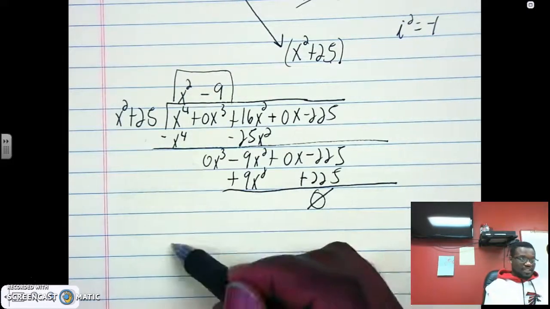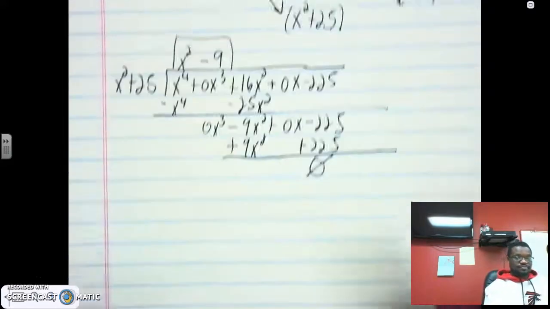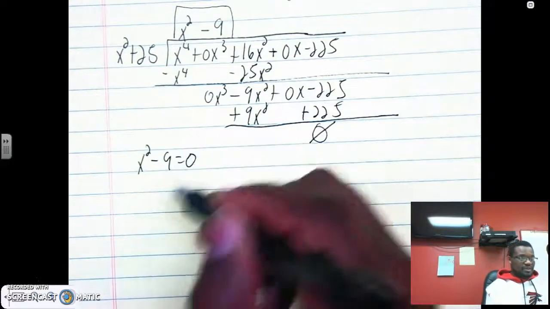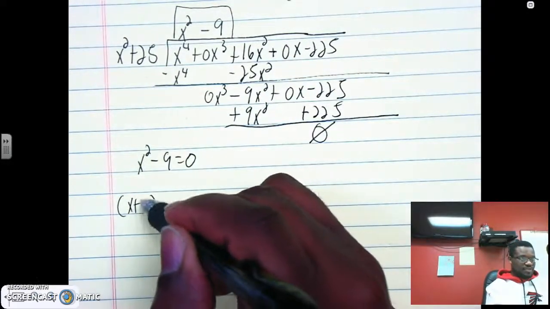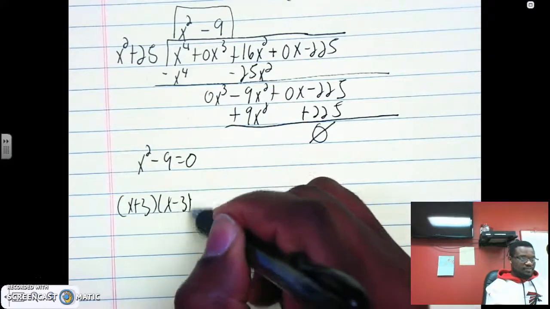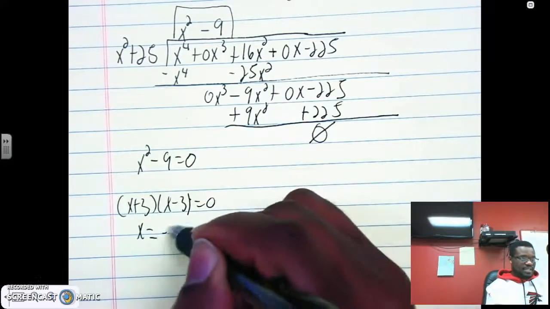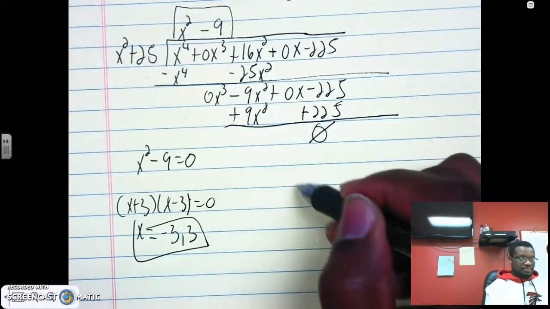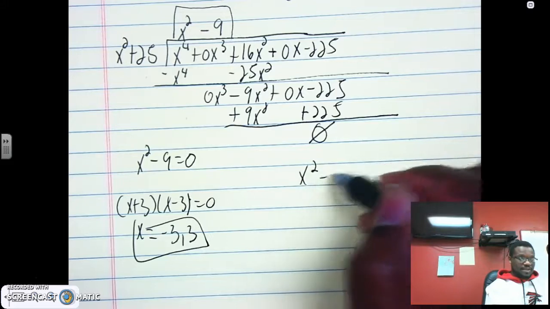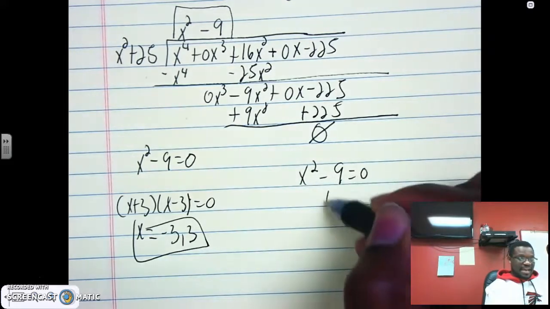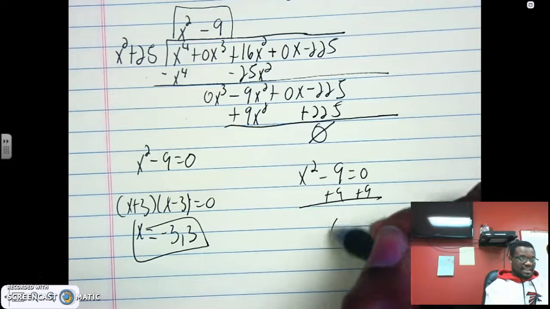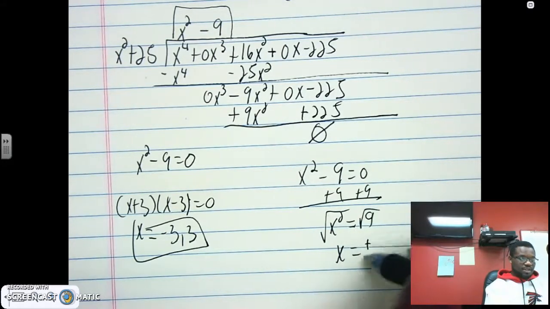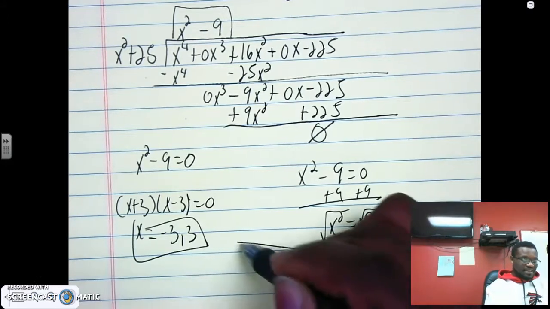I can just take x squared minus 9 and set it equal to 0. I could factor that, x plus 3, x minus 3, and that's x equals negative 3 and 3. Or if I wanted to, I can take the same problem, x squared minus 9 equals 0, add 9 to both sides. That's x squared equals 9, take the square root, and x equals plus or minus 3. I get the same thing either way.